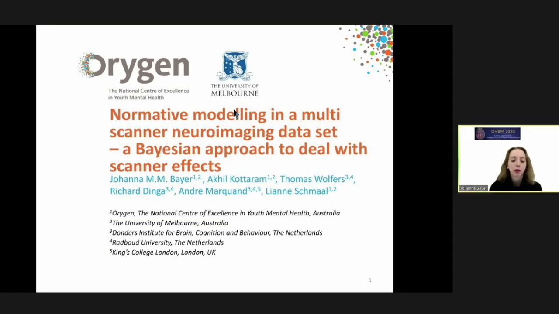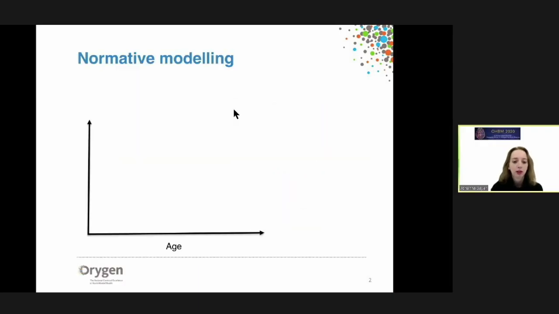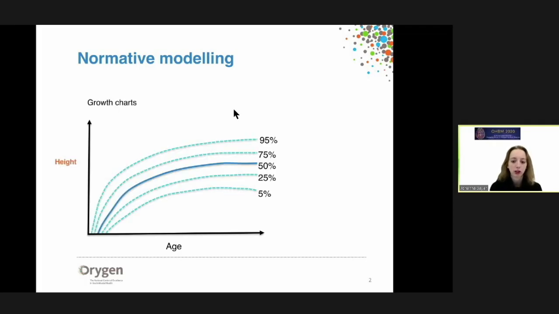Hello everyone, I'm going to present on normative modeling in a multi-scanner neuroimaging dataset, a Bayesian approach to deal with scanner effects. Normative models are well known from a developmental perspective. They are the idea underlying growth charts where height is mapped as a function of age.